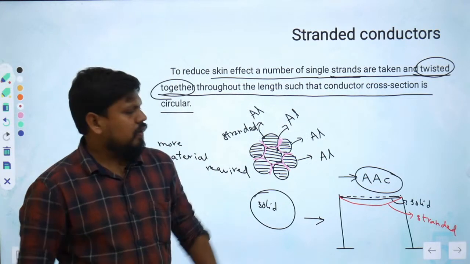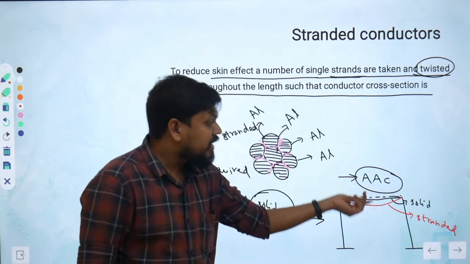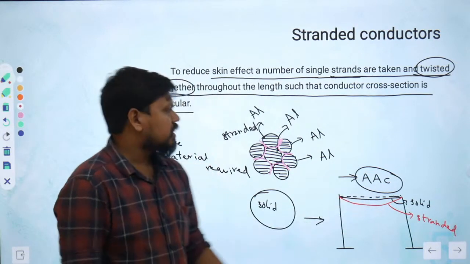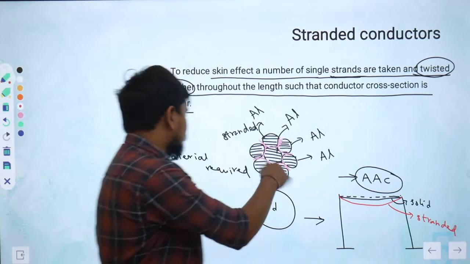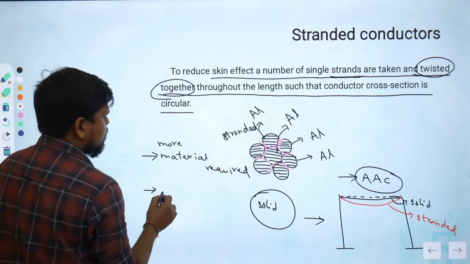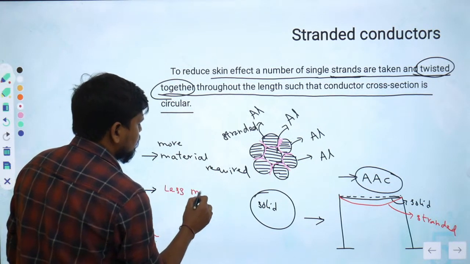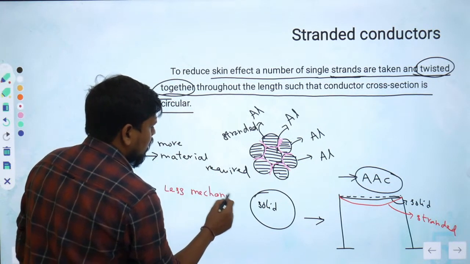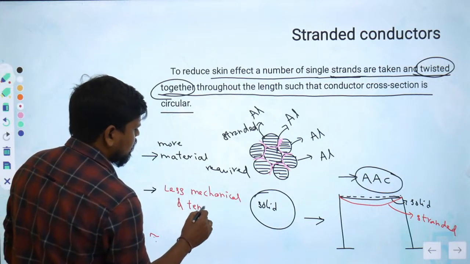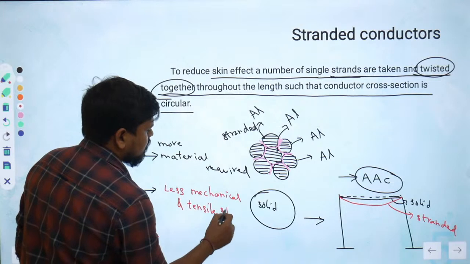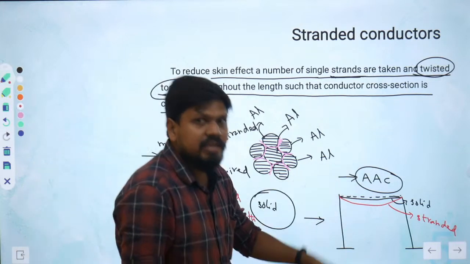And whenever we have this stranded conductor system, the material requirement is more, and similarly, there will not be any strong bonding between these all. That's why we can mention that there is less mechanical strength, okay? So less mechanical and tensile strength we can write down. Whenever it is like this, then definitely sag increases, okay?